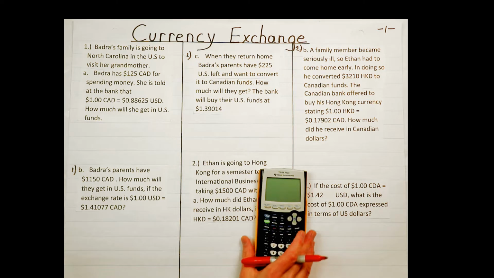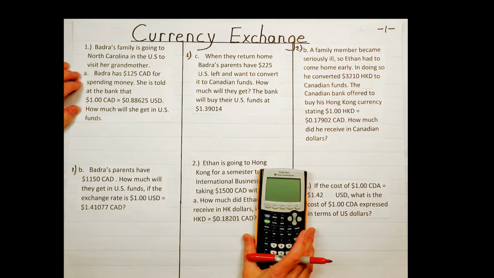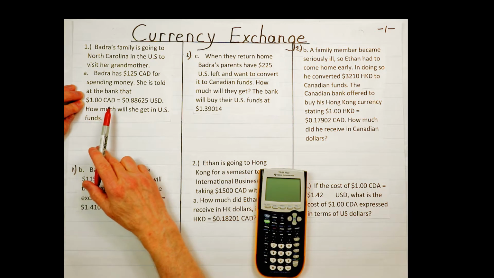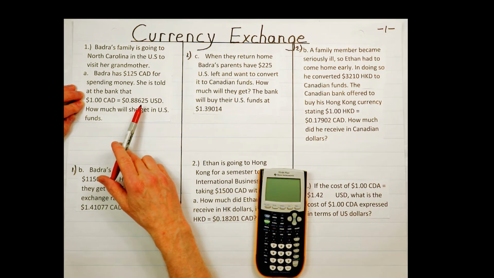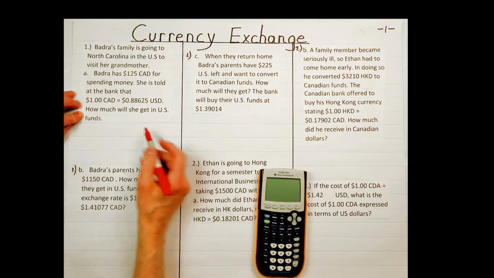Question number 1. Badra's family is going to North Carolina in the U.S. to visit her grandmother. Badra has $125 Canadian for spending money. She is told at the bank that the rate of exchange, $1 Canadian equals 0.88625 US dollars. And the question is, how much will she get in US funds?